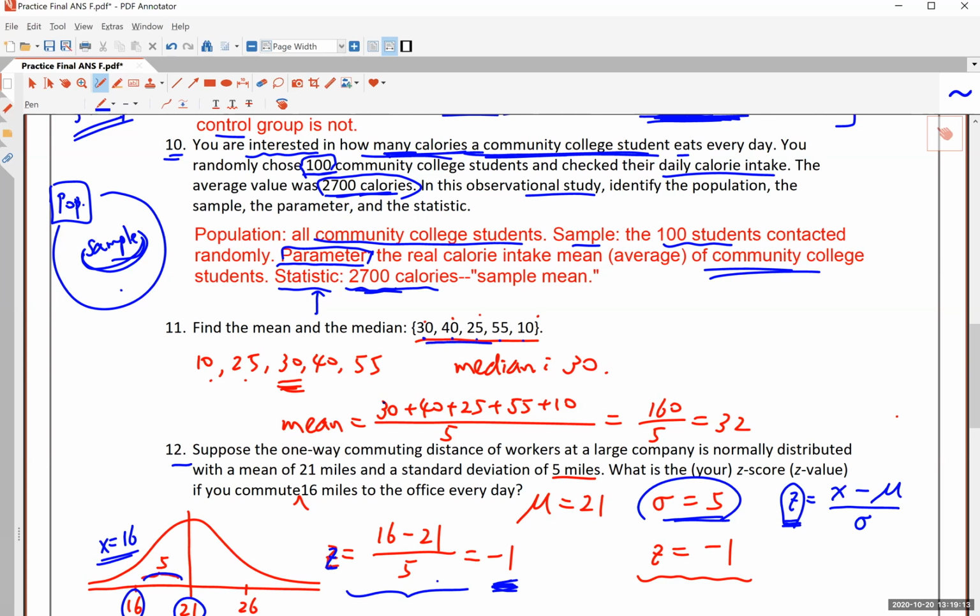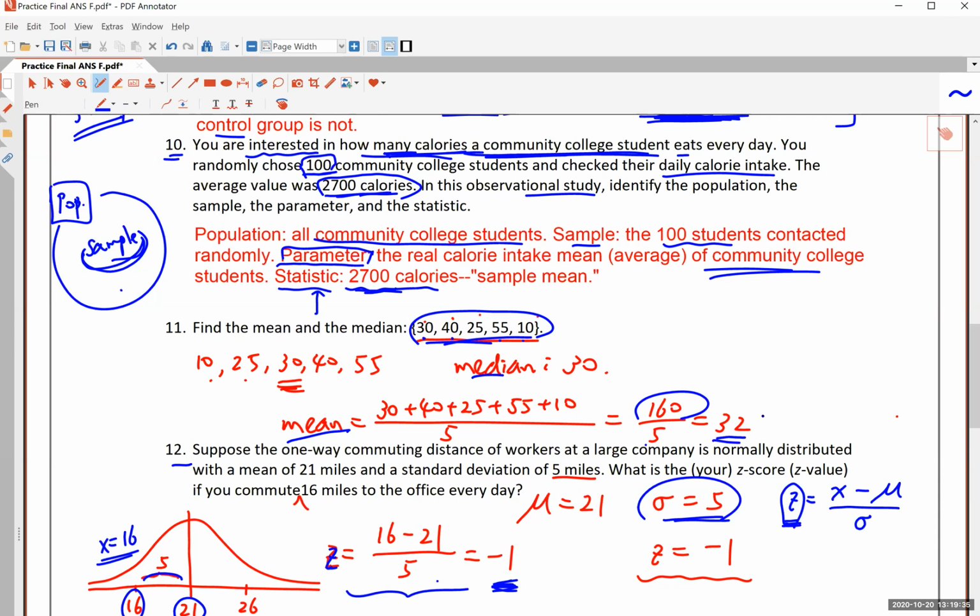Number 11, find the mean and the median of 30, 40, 25, 55, and 10. The first thing you should observe on this one is that this is not in an ascending or descending order. So you'll have to reorder this before you find the median. The mean is pretty simple. You just add up all of these 5 numbers. And because there are 5 numbers, you divide the sum of 160 by 5 to get your mean, which is 32.